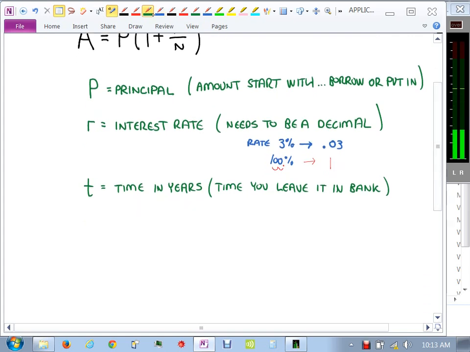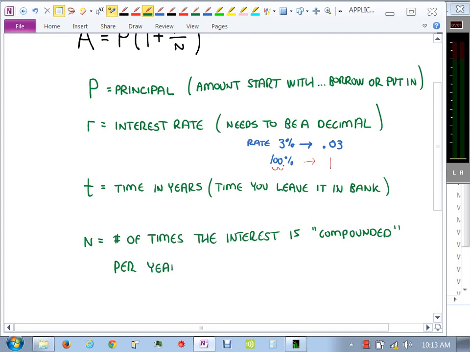And then N is the weird one. It's the one I've kind of saved towards the end here. N is the number of times the interest is what they call compounded per year. This is a confusing number. All right, let me try and explain without getting too technical.